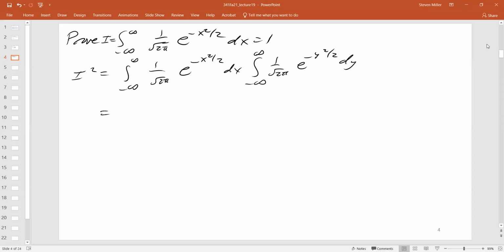Well, this is the same as the integral. X goes from minus infinity to infinity. Y goes from minus infinity to infinity. 1 over 2 pi e to the negative x squared plus y squared over 2 dy dx.